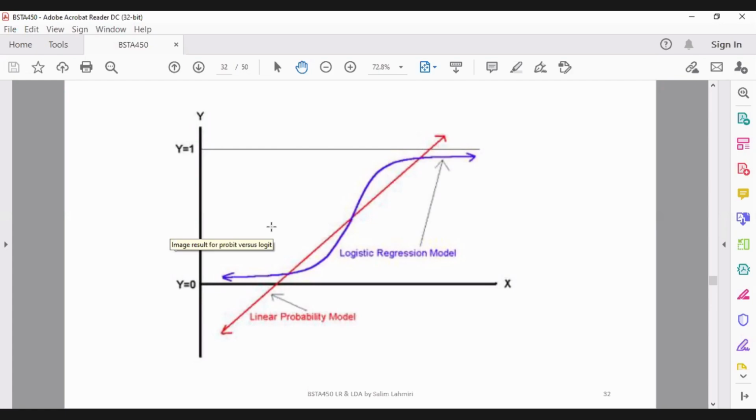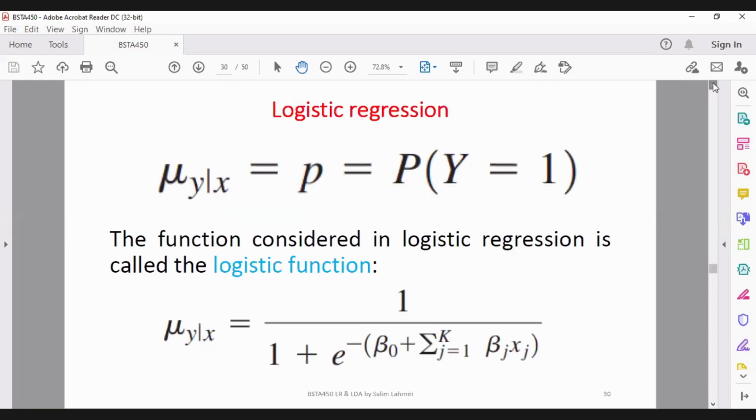This is the graphical illustration that whatever x is, y will always be between 0 and 1 when the logistic regression model is adopted. If you employ a linear probability model, it is very risky. The probability of y will no longer be between 0 and 1. It can be above 1 or less than 0, which is a big mistake. Any question regarding this figure or regarding this formula? Yes, please.